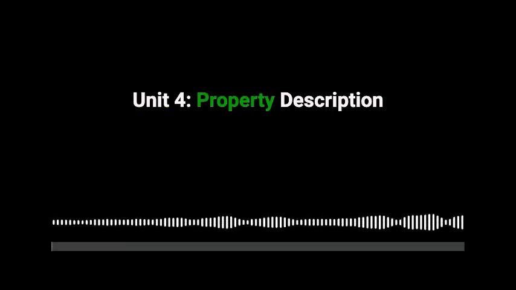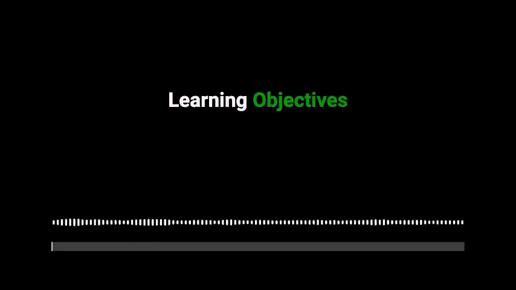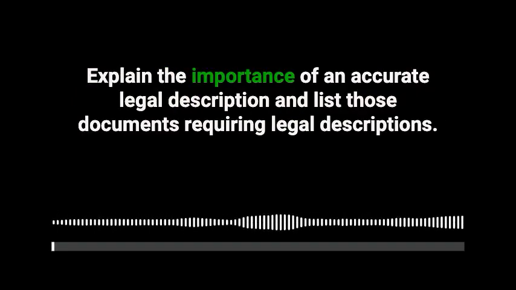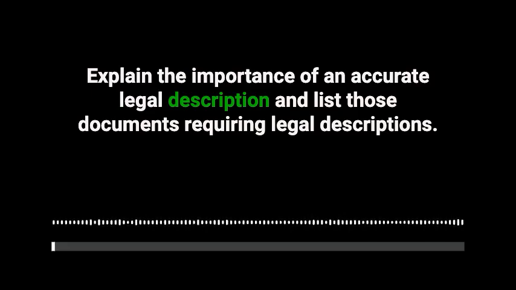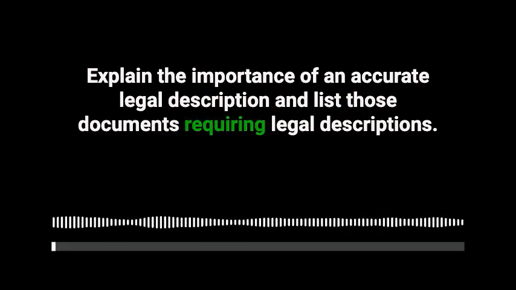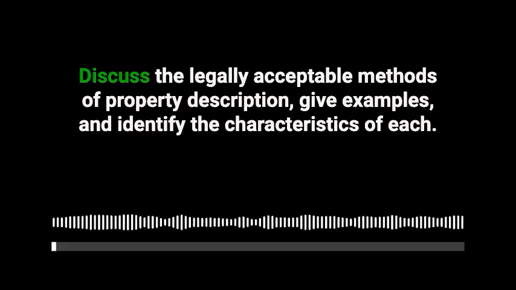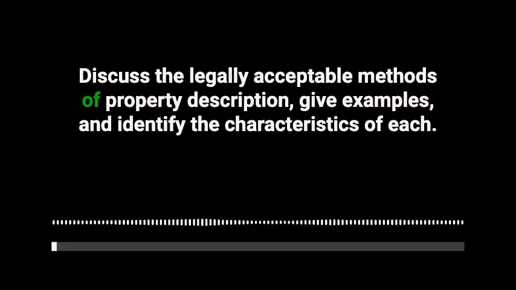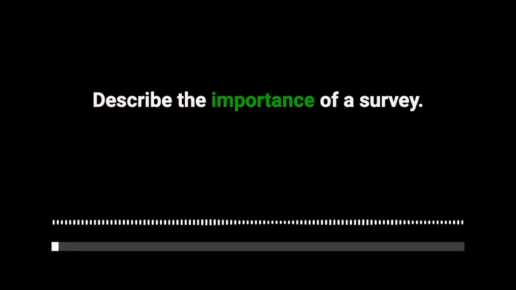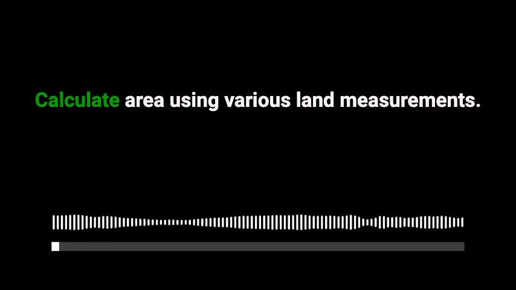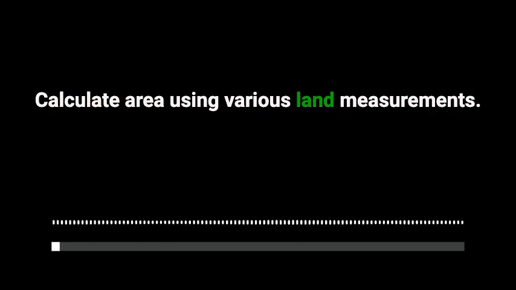Unit 4, Property Description. Learning Objectives. When you have completed this unit, you will be able to accomplish the following. Explain the importance of an accurate legal description and list those documents requiring legal descriptions. Discuss the legally acceptable methods of property description, give examples, and identify the characteristics of each. Describe the importance of a survey. Calculate area using various land measurements.